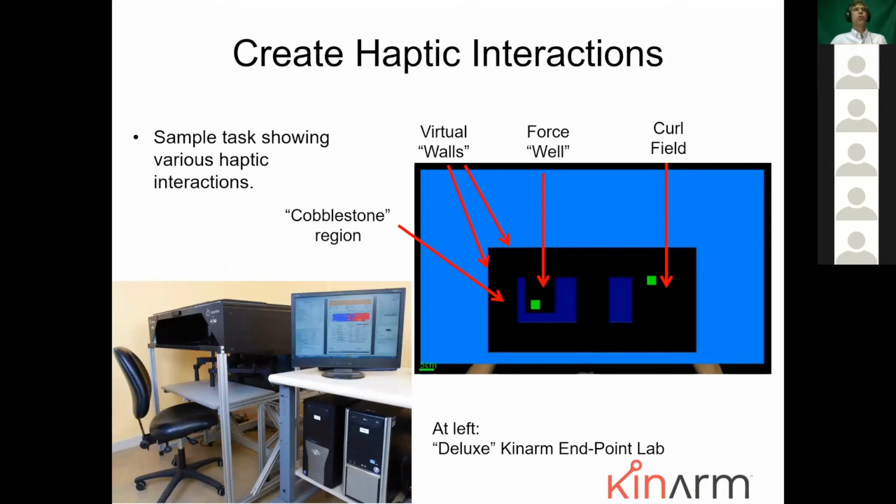You can also create different sorts of haptic interactions. It's always hard to see a haptic interaction on a screen, but there was someone moving around in these different areas, and this is what we call a cobblestone region. It felt like you were dragging something over cobblestones. You can create virtual walls, so it feels like you're trapped inside a particular region. We integrated a curl field in just part of the workspace, not over the entire workspace, so that's why the subject was moving in those different ways. So there are lots of different kinds of interactions that you can create.